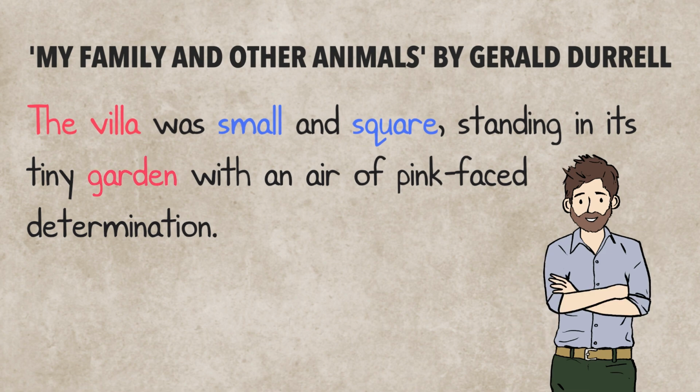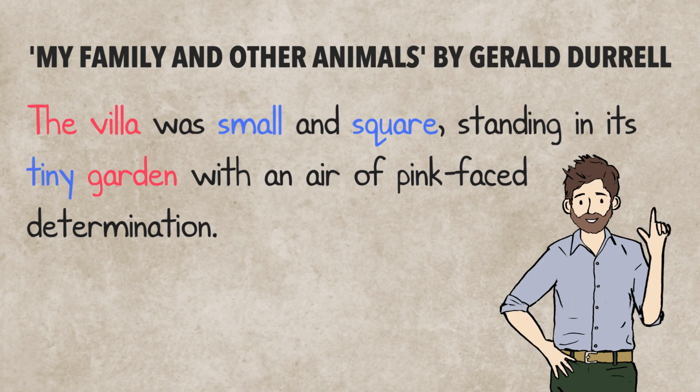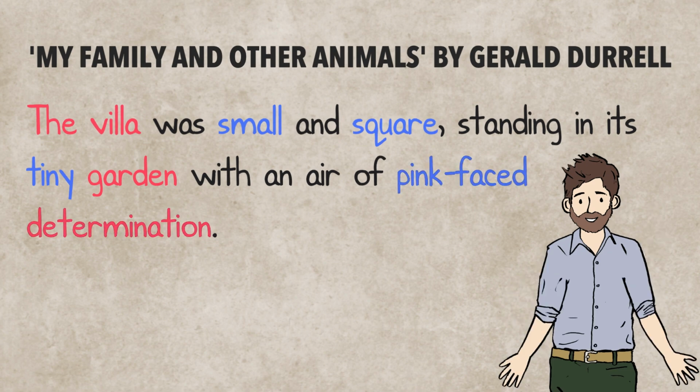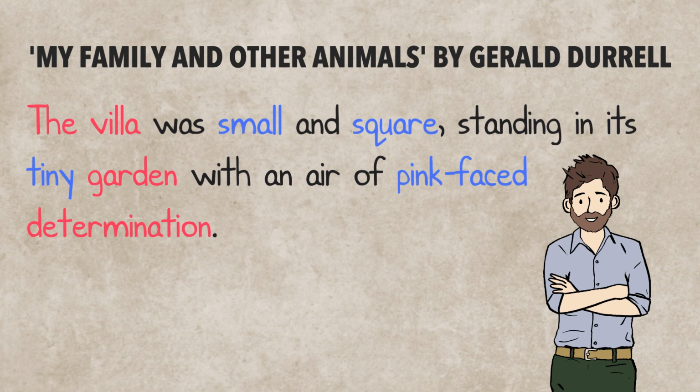Following this, the next noun is garden, and you should be able to identify the adjective which is adding the extra detail, tiny. We might consider that Durrell used the adjective tiny to really emphasize the small and enclosed nature of the setting. Finally, Durrell describes the noun determination with the adjective pink-faced, which creates a sense of boldness and power, almost making the house seem like a person with feelings and emotions.